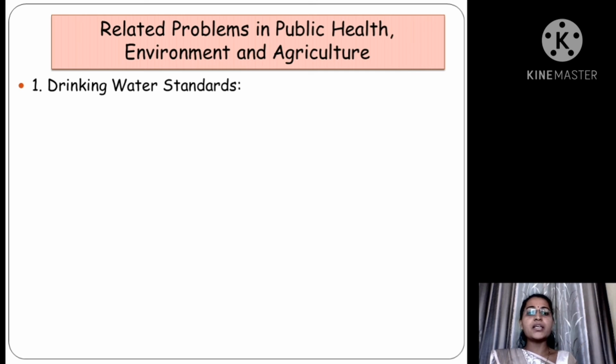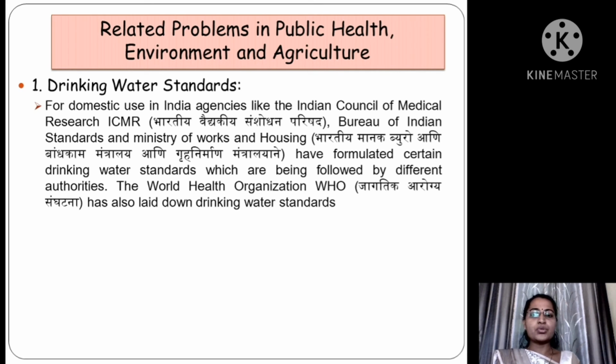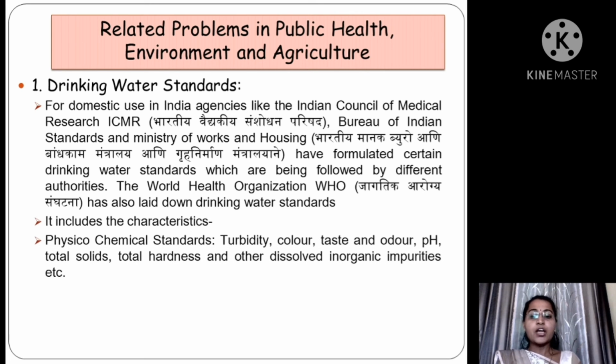First, we focus on drinking water standards. For domestic use in India, agencies like the Indian Council of Medical Research, that is ICMR, Bureau of Indian Standards and Ministry of Works and Housing have formulated certain drinking water standards which are being followed by different authorities. The World Health Organization has also laid down drinking water standards. It includes the physico-chemical standards, in which turbidity, color, taste, odor, pH, total solids, total hardness, and other dissolved inorganic impurities have to be considered.